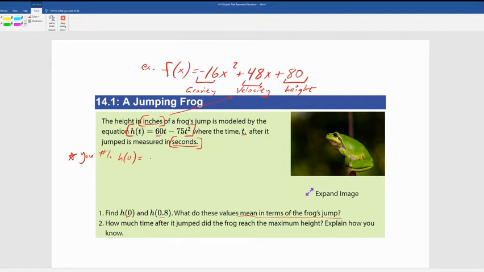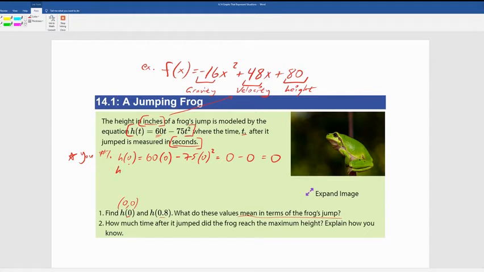So set up for 0 seconds. So you're going to have 60 times 0 minus the 75, and then plug in the 0, which is being squared. And what do you get for the height? And I'm going to be honest, 0, right? 60 times 0 is 0. Negative 75 times 0 is 0. 0. So it looks like I already did one of them for you. So in 0 seconds, the frog is still on the ground. It didn't go anywhere. That's a good one.